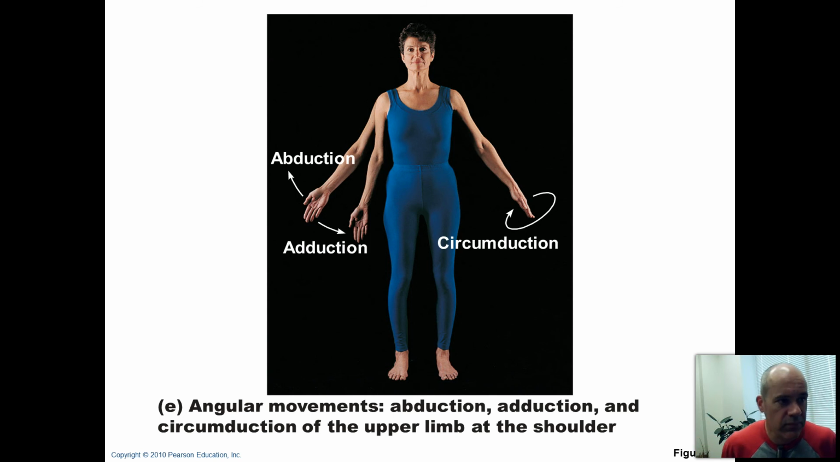Adduction, you're bringing the arm back this way, towards the midline of the body. This is going to be adduction at the shoulder joint. And you can also do circumduction, like they're showing you there, kind of rotating back and forth. So you have various joints where you are capable of doing circumduction type motions, more of a circular type motion.